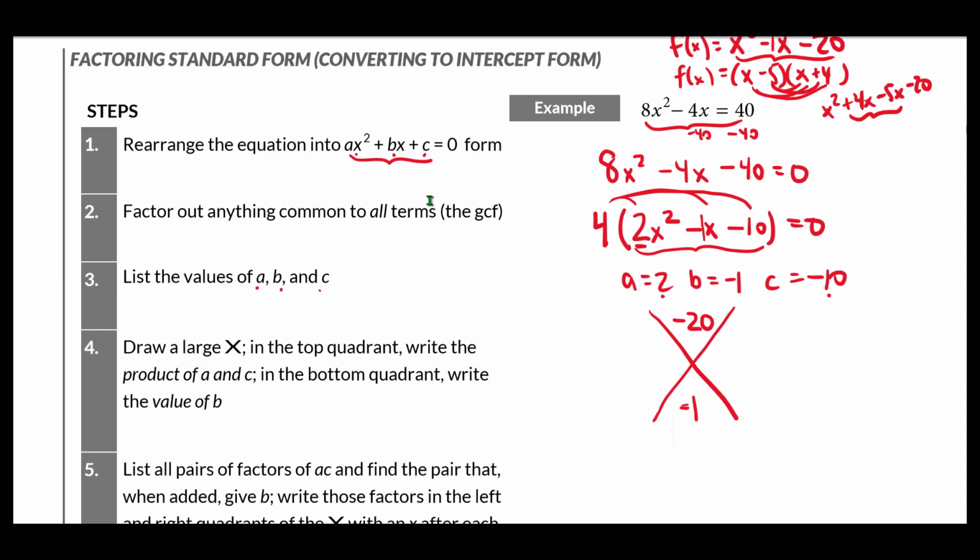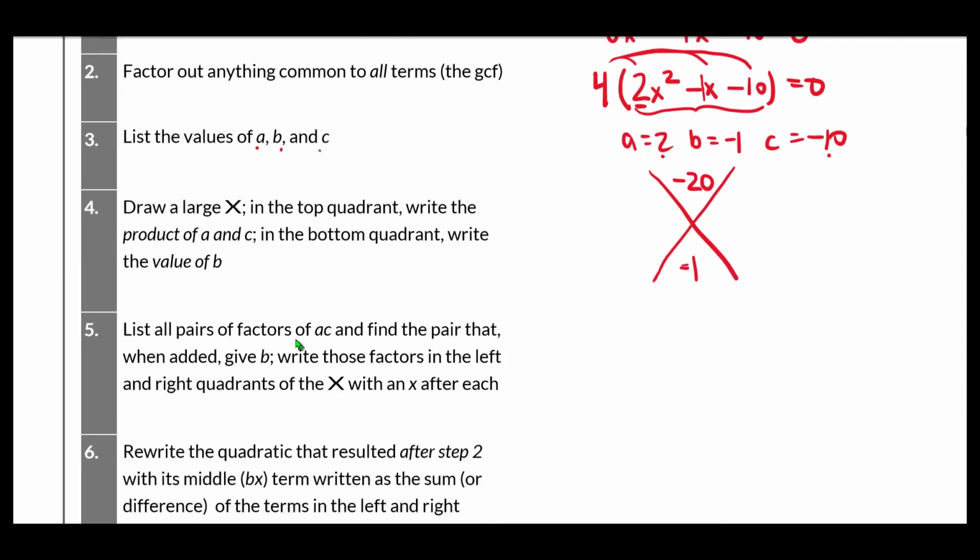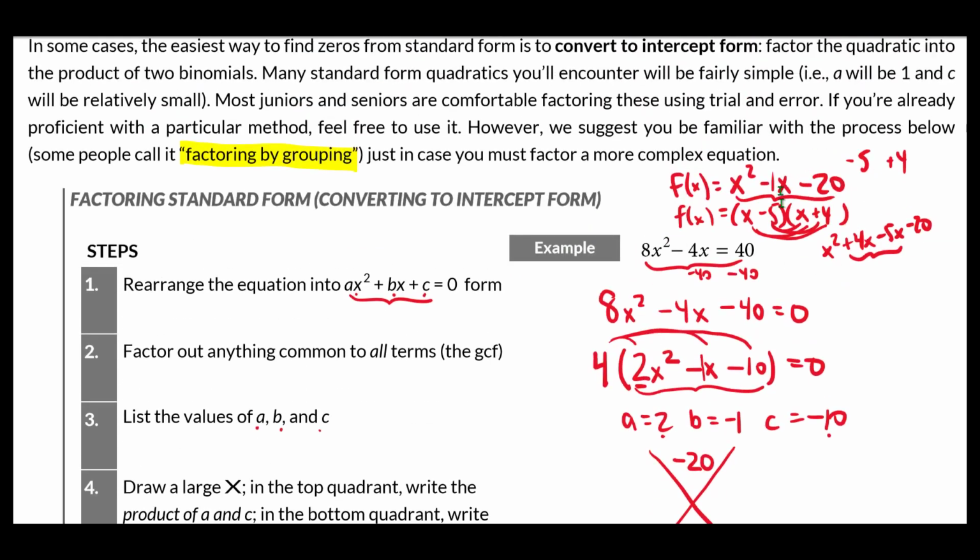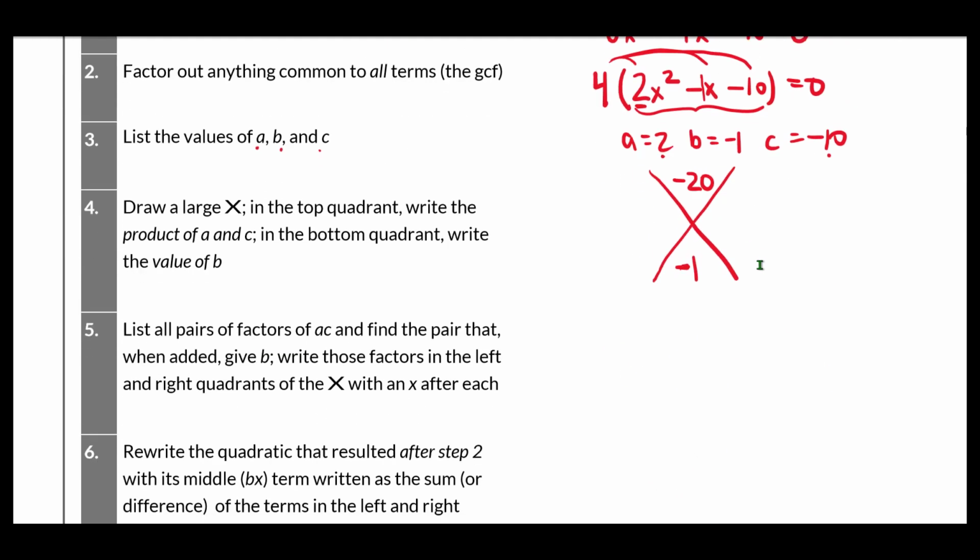My next step is to list all the pairs of factors of AC and find the pair that when added give me B. That is sort of what we were doing in the little example that I did up here, you will recall. So I'm going to list my factors of 20. I'm not going to worry about the negative right now. 1 and 20, 2 and 10, 3 no, 4 and 5, 5 and 4. As soon as I reach a number in that first column that I've already listed in the second column, I know I'm done. So here are my factors of 20.